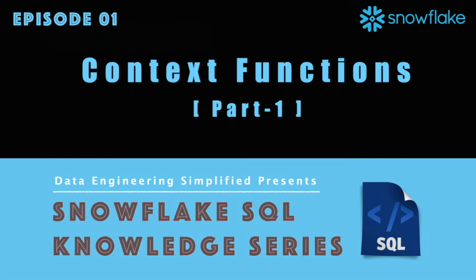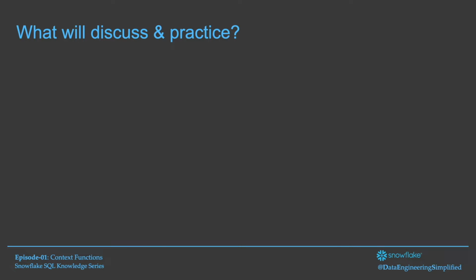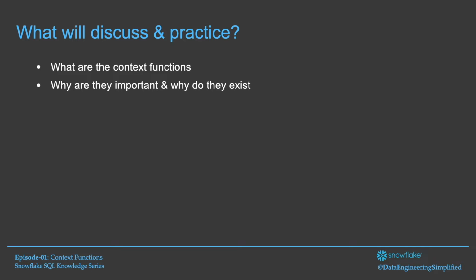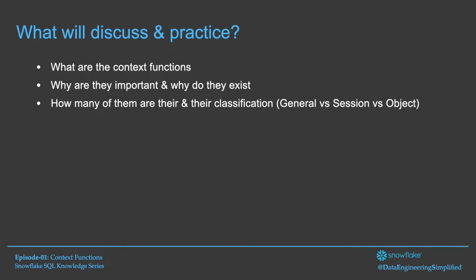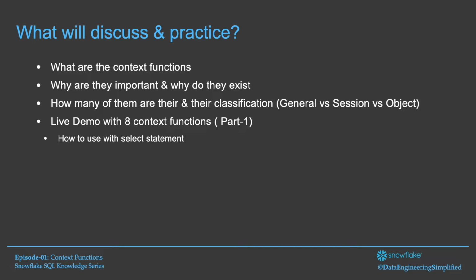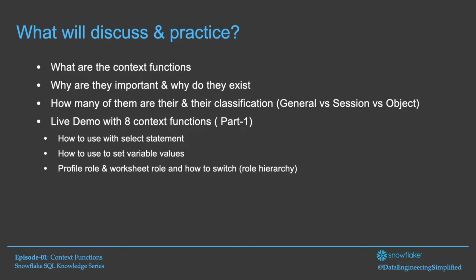So let's start. The agenda for this session is to cover what context functions are, why they are so important and why they exist, how many of them there are and their classification: general versus session versus object context functions. Live demo with 8 context functions in this part 1 video. We'll cover how to use them with a select statement, how to use them to set variable values, profile role and worksheet role, and how to switch between roles when you are under a complex role hierarchy and working on many projects at the same time.